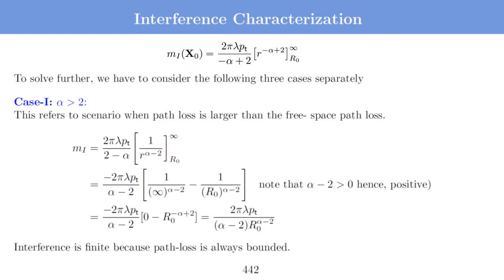serving base station, and it was given as 2 pi lambda pt divided by minus alpha plus 2 into r to power minus alpha plus 2, with the limits from r0 to infinity. Now this final answer will depend on the value of alpha. Let's take the first case where alpha is greater than 2.